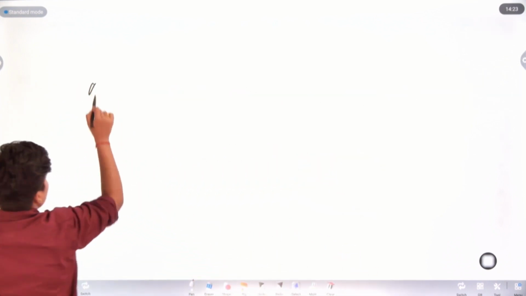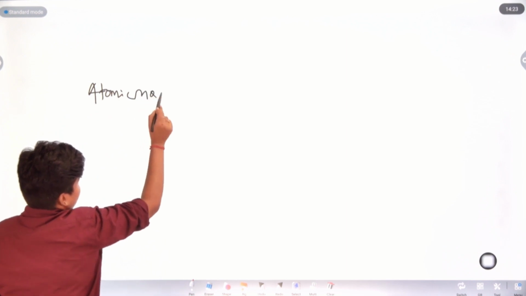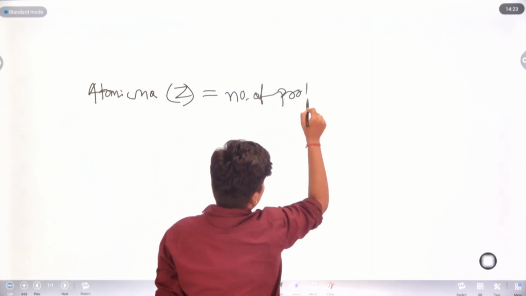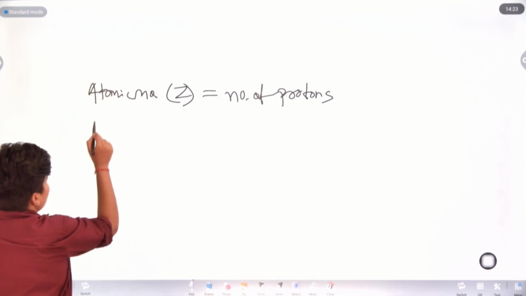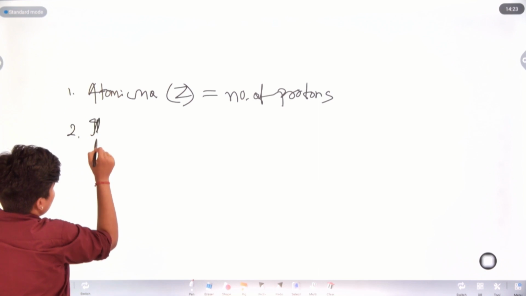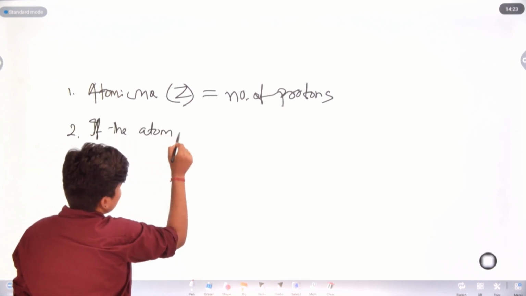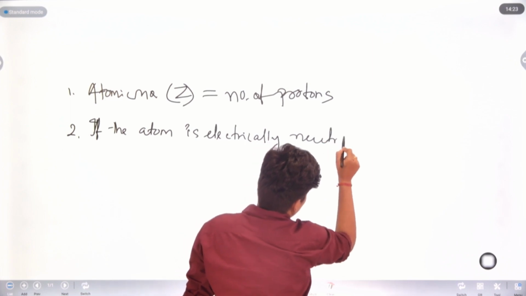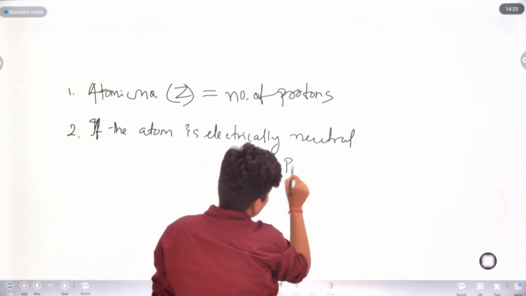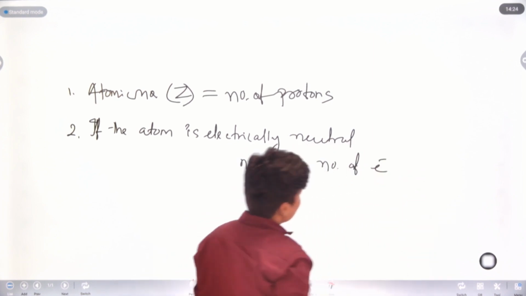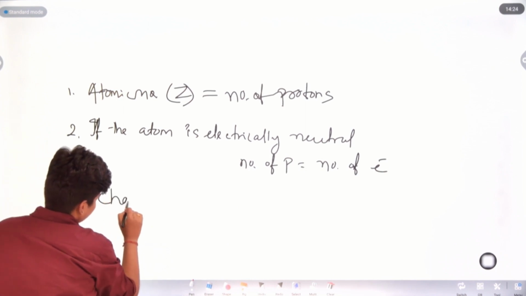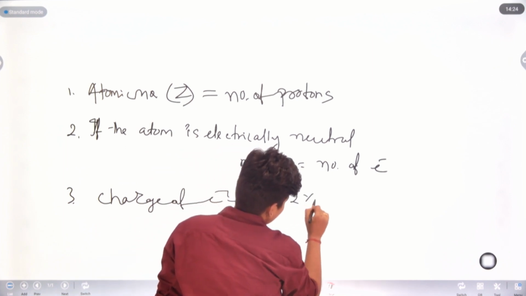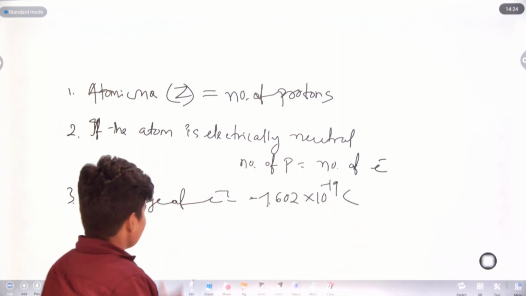Now, the atomic number of any atom, denoted by Z, is equal to the number of protons. If the atom is electrically neutral, then the number of protons will equal the number of electrons. You all know about this. And third, the charge of an electron is minus 1.602 × 10⁻¹⁹ coulomb. Coulomb is the unit of charge.